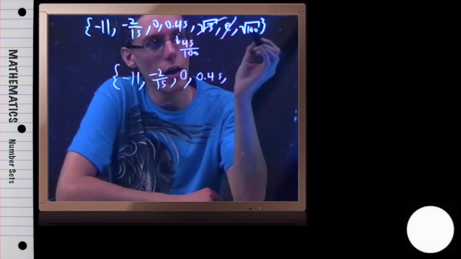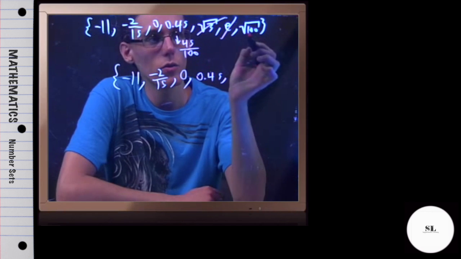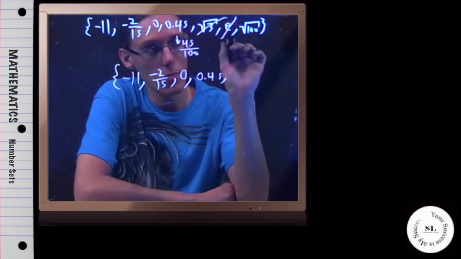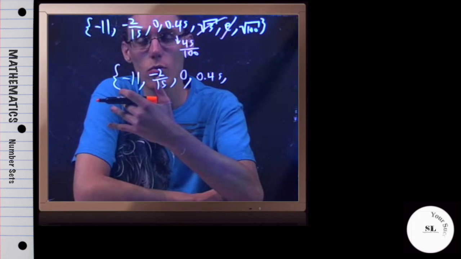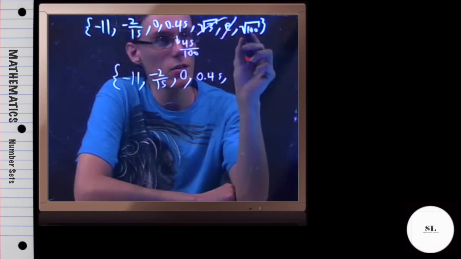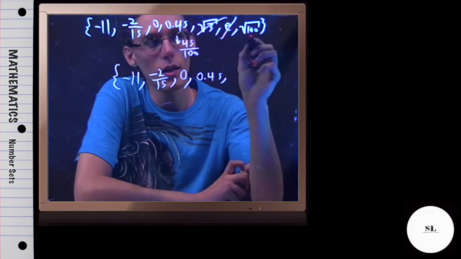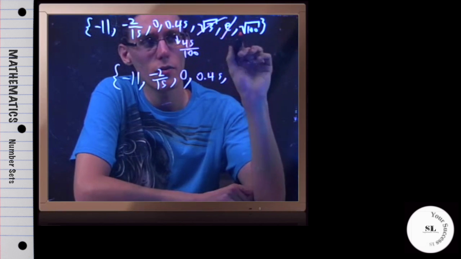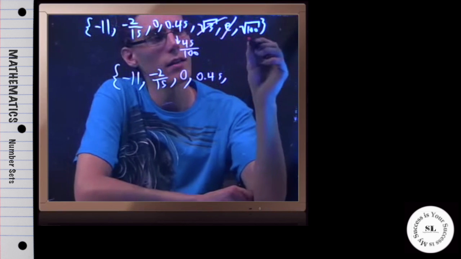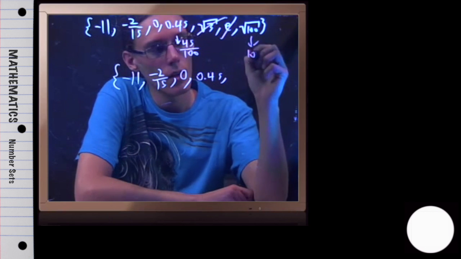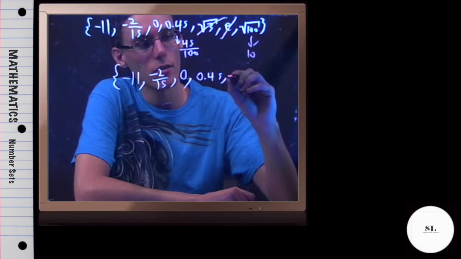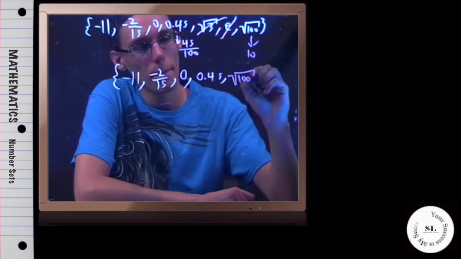Now the square root of 100, again, the square root makes it look a little suspicious, but can I actually do the square root? Sure, it's not the square root of a prime number, or at least it doesn't look like it. And in fact, the square root of 100, that's a perfect square. This is just 10. And so that can go in our set, the square root of 100.